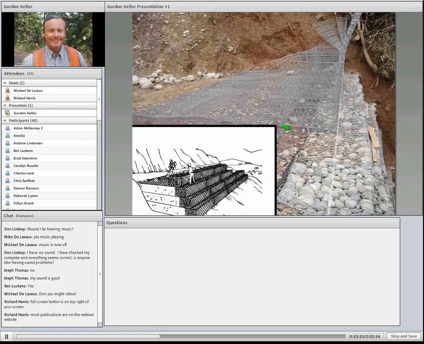A design I like is called tear mesh, where it's actually gabion facing plus a wire mesh. So it's a mechanically stabilized earth design, but with the comfort of having a gabion face, which a lot of people like.